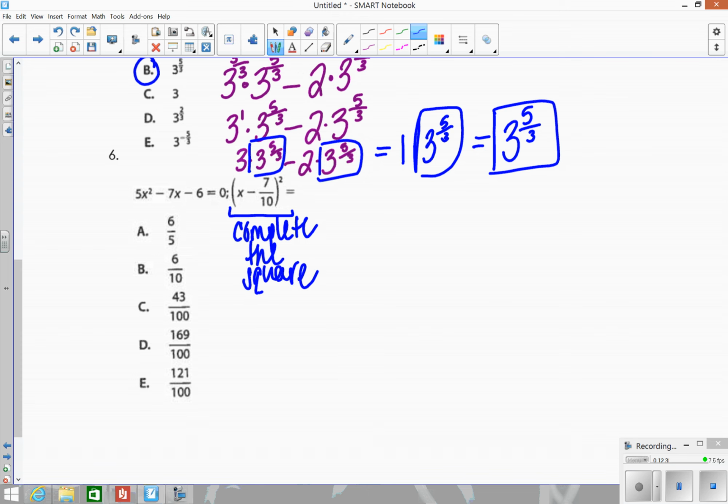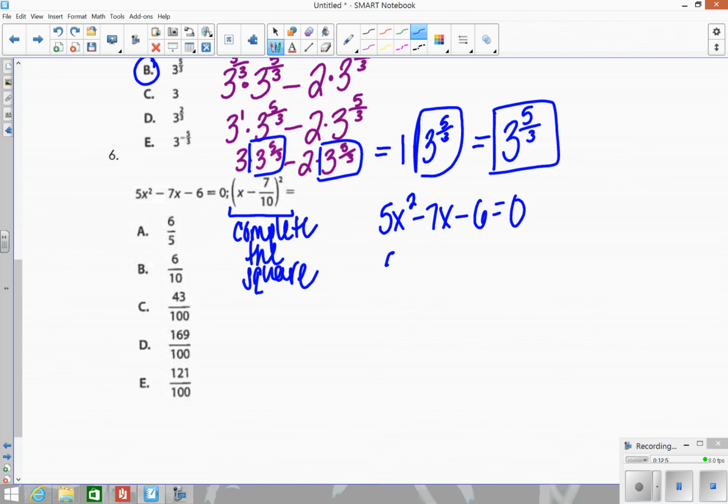Now, if you forgot about completing the square, you could solve this equation for x. Just plug x in, x minus 7/10, square it, and whatever you get is the answer to the question as well. So you could do it that way, but completing the square would definitely be the shorter way of going about this. So I'm going to start with my quadratic for completing the square.